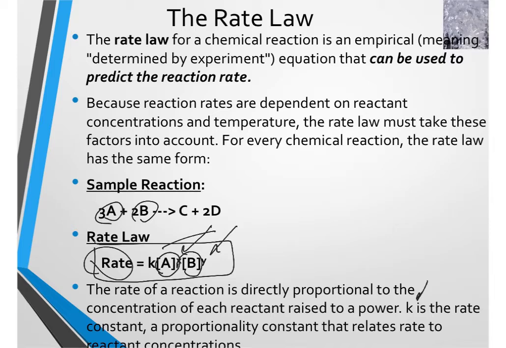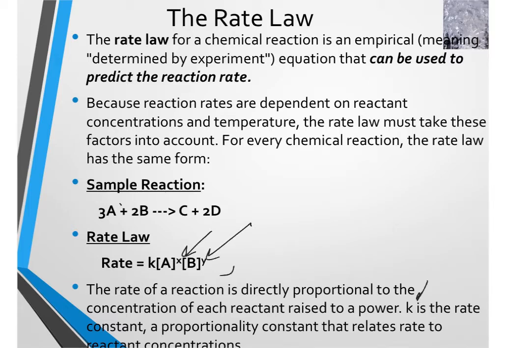Now, I want to make something very clear. It's very, very important. And that is that these exponents, the only way to know what they're equal to is to do an experiment in the lab with this reaction and monitor rates. Those are called order of reaction. We'll talk about those in a bit. But these coefficients in a balanced reaction have nothing to do with the exponents. Completely unrelated, okay? That's very important to keep in mind.